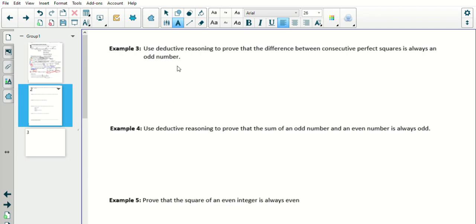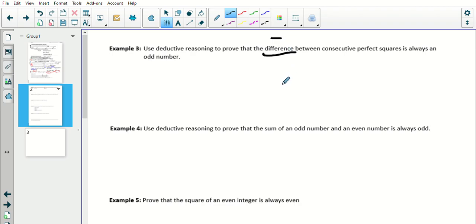Okay, so using deductive reasoning to prove the difference between consecutive perfect squares is always an odd number. Let's stop. Let's break this down. What are the key words? The first key word I see is difference. And when I hear the word difference, the first thought that comes to my mind is a function. Okay, it's got to be one of the big 4 functions: multiplication, division, addition, subtraction. Well, when we talk about difference, we are talking about a subtraction of some sort. Okay, so we are dealing with a subtraction just from reading the problem.